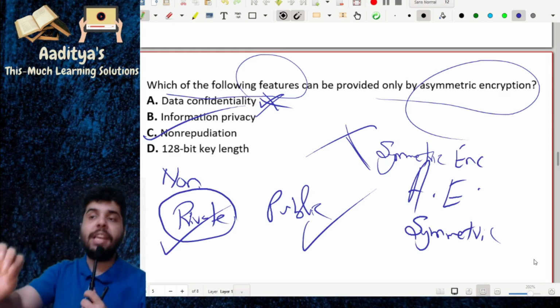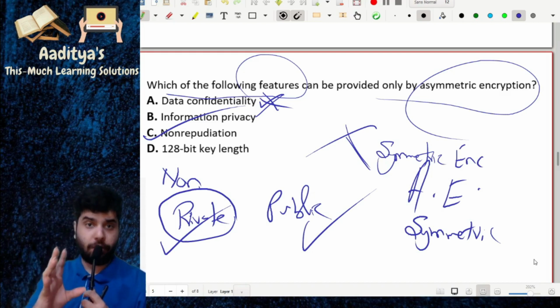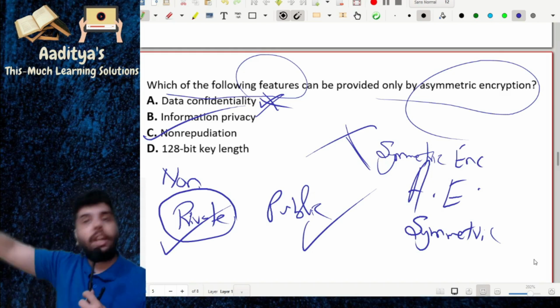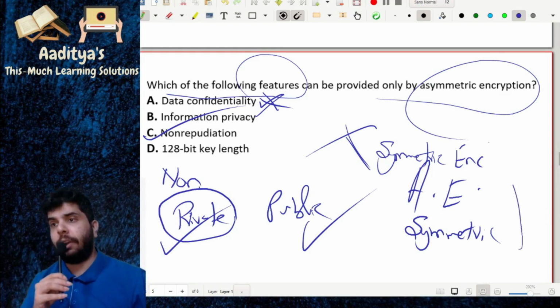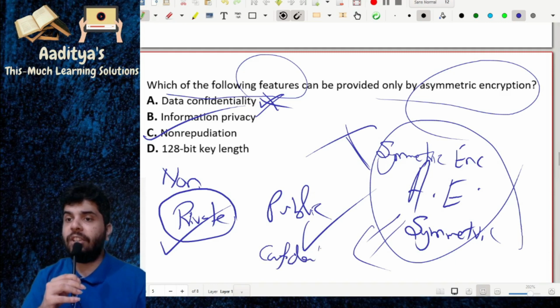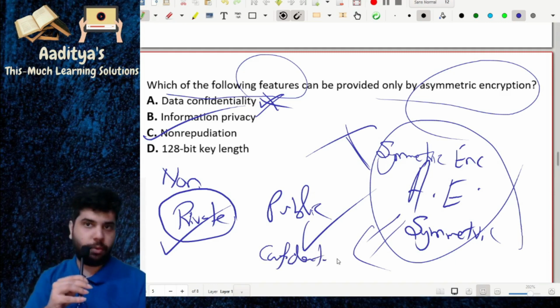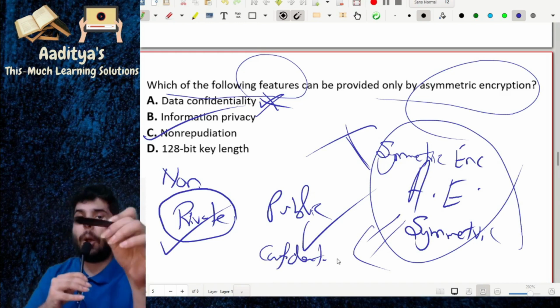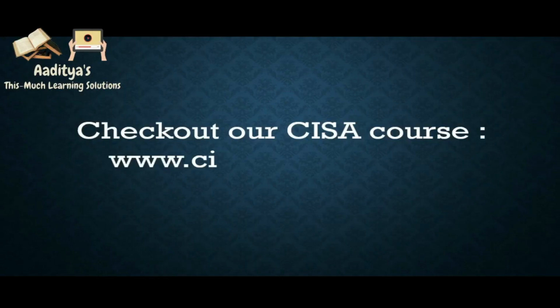Alright, so only and only asymmetric encryption can ensure non-repudiation, and you cannot ensure non-repudiation just by using the symmetric key. Using the symmetric key, you may ensure what? Confidentiality. Confidentiality can be ensured, can be established, but not the non-repudiation. Alright, so the correct option over here is option number C, non-repudiation.